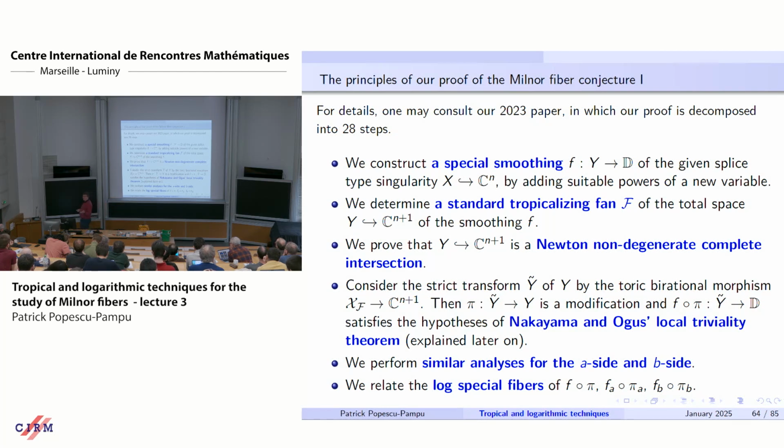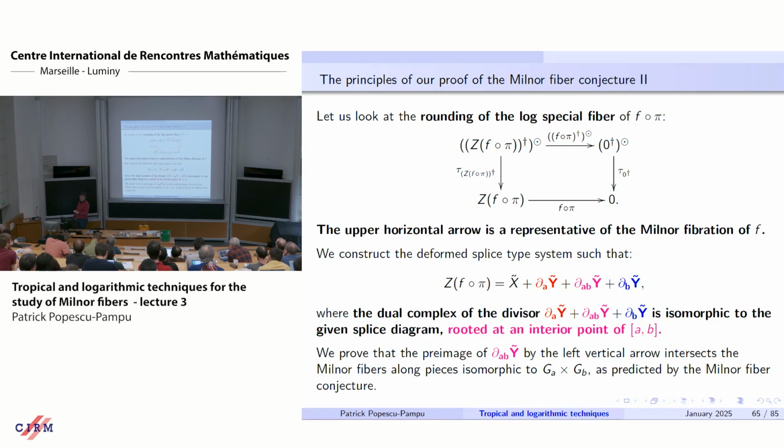Now we relate the log special fibers of the three modified functions. Remember that the Milnor fibration, a representative of it, is obtained by rounding log special fibers. So that's why we have to look at log special fibers. So the diagram inside log geometry with which we analyze the situation is the same one. We have the special fiber here below, which goes to a point.